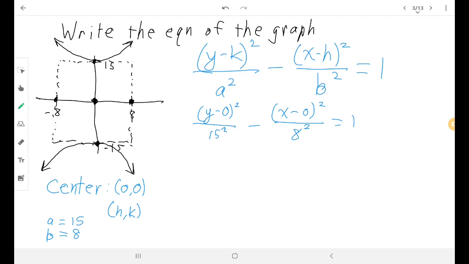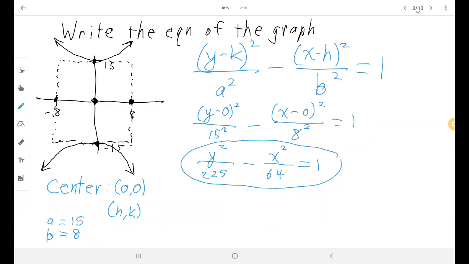And then we'll clean this up, simplify everything that we can. Y minus 0 is just y, so that's y squared over 15 squared, which is 15 times 15, which is 225. Minus x minus 0 squared, which is just x squared, over 8 squared, which is 8 times 8, which is 64, equals 1. And there we have the equation of this hyperbola. I'll give you a moment, let you look at that. And then we'll move on.